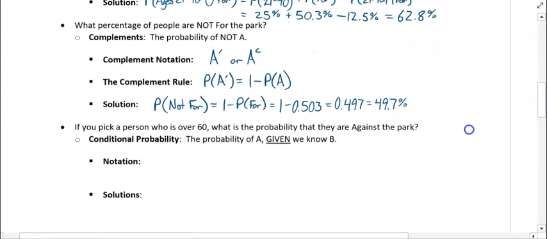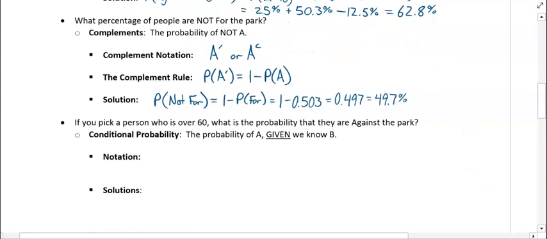Now, our last one. This is one that's a little more complex. I told you this one was coming, but the conditional probability. Look at the context of what we can actually look at here. If you pick a person who is over 60, so notice we already know their age bracket. Now we're finding the probability: what's the probability they are against the park? Okay, so notice we already know that they're over 60. So in other words, that's what we are given.